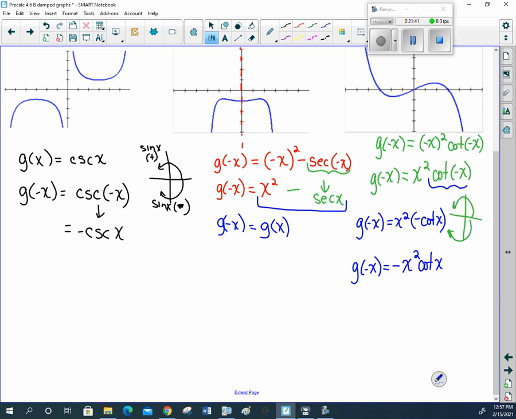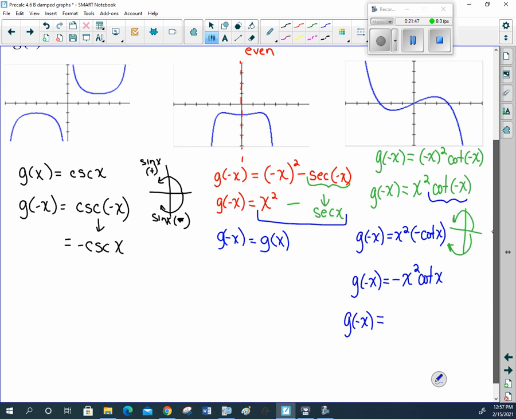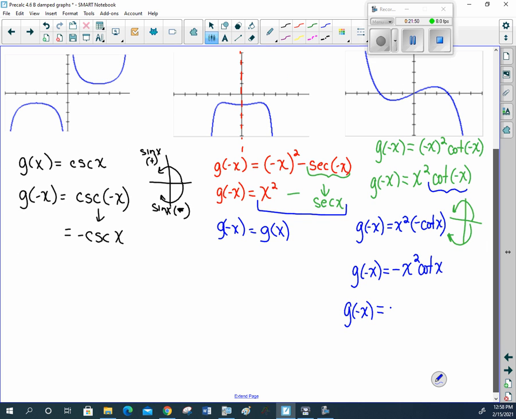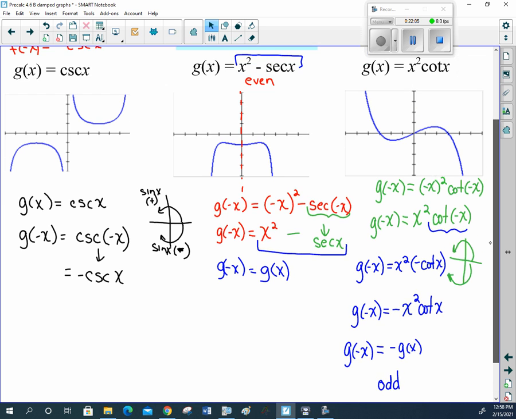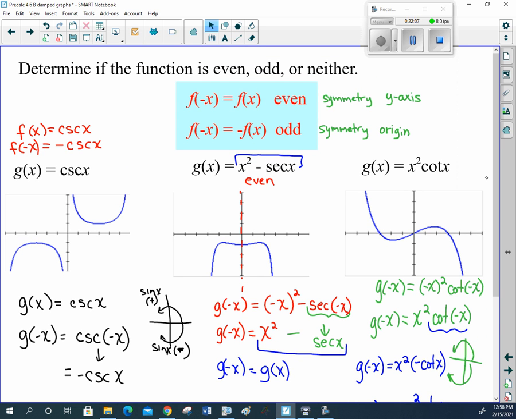Okay, so let's look at that. How does that compare? When I put in a negative x, did I get g of x out? I don't think I did. I think I got the opposite of g of x out, so that means it's odd. So you can go algebraically and geometrically. You have to know how to do both. I think in the book it asks you to do it algebraically and then use your graphing calculator to confirm. So you can look at it and see geometrically what the symmetry is for odd and even. And if it's neither of those, then it's neither. They don't always have to be odd or even.